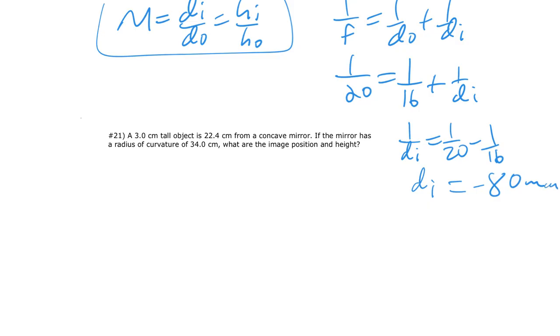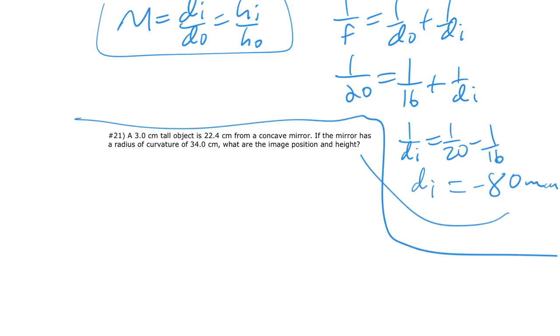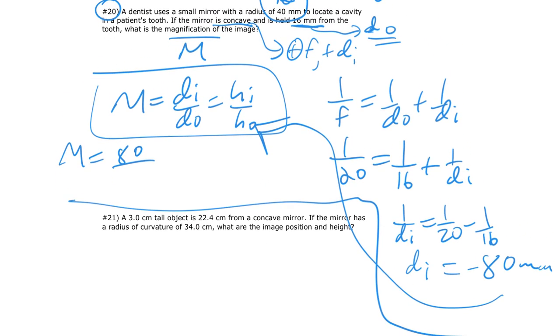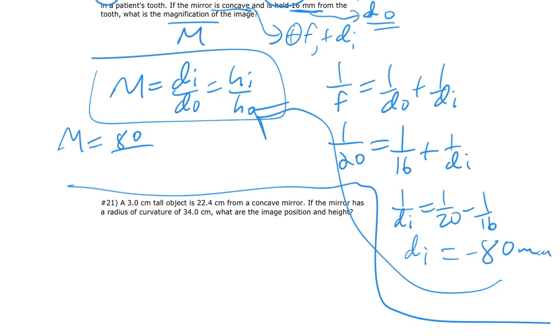So now I'm going to go back up to here. Magnification is 80 over, what was the distance of the object? 16. So 80 divided by 16, the absolute value, is 5 times greater. So it's magnified 5 times bigger.